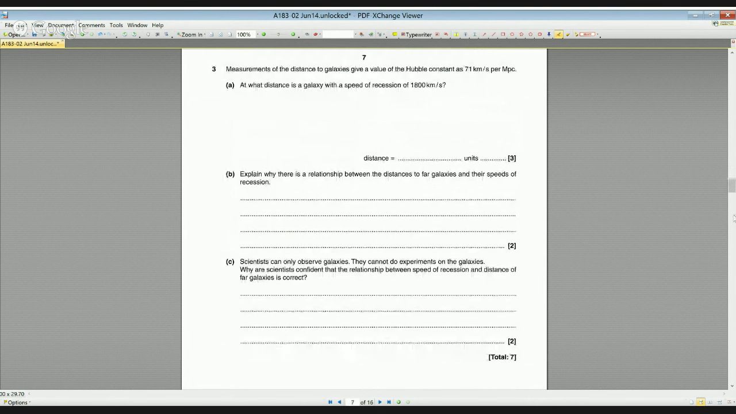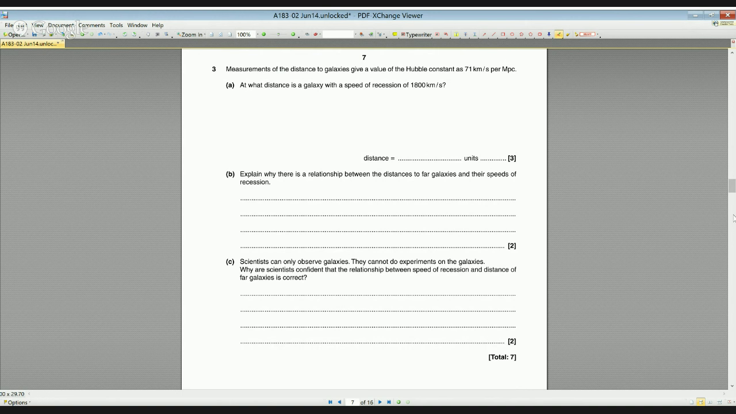Okay, let's move on to question number 3. Measurements of the distance to galaxies give a value of the Hubble constant as 71 kilometers per second per megaparsec. Reminder here, a megaparsec is a unit of distance. The mega means a million. So any values of distance where we're talking in millions of parsecs are certainly outside the Milky Way. We're talking about galaxies other than our own, extragalactic measurements.